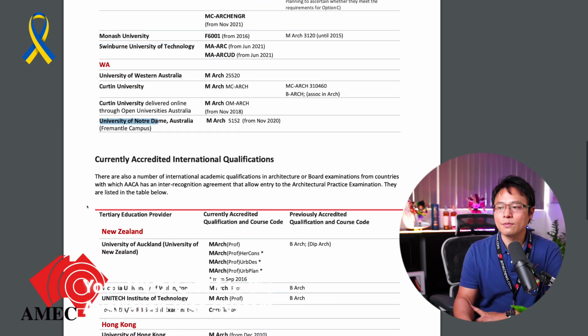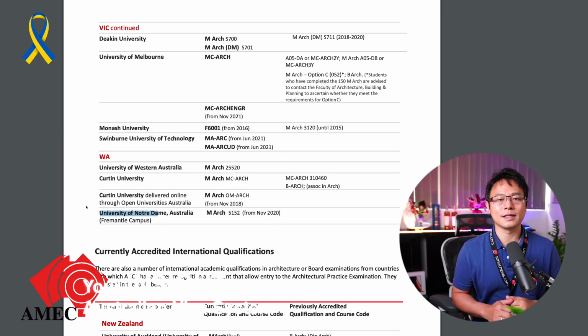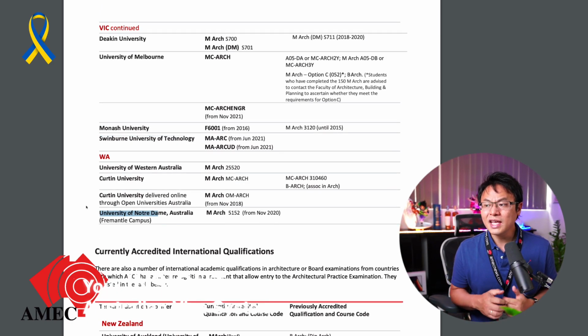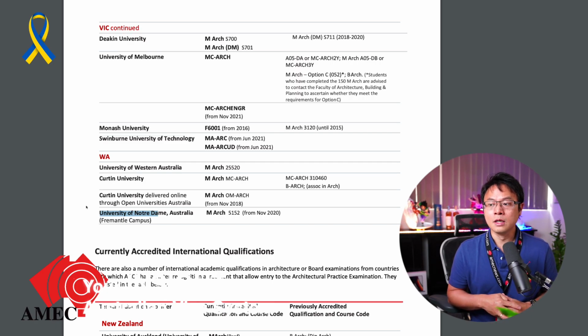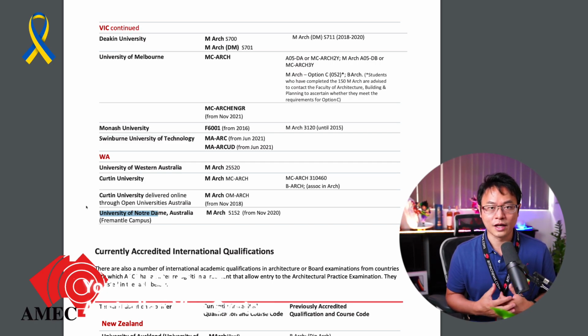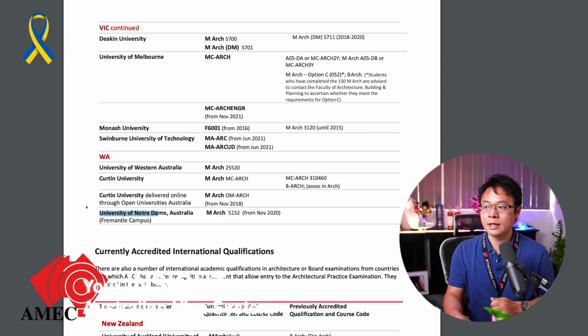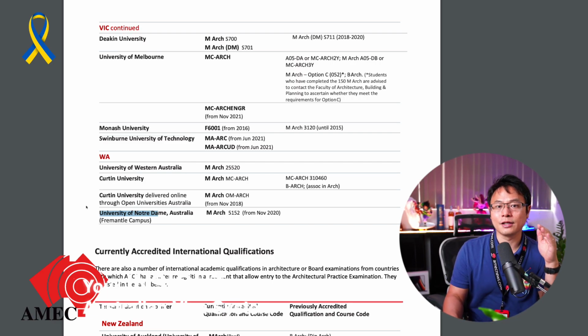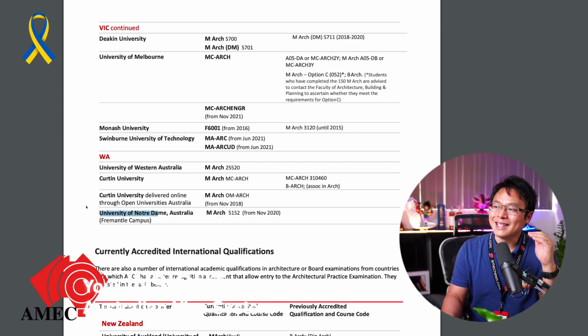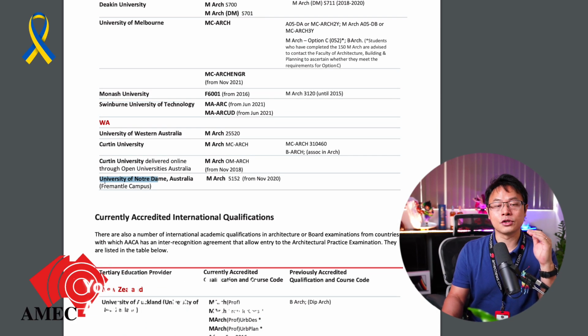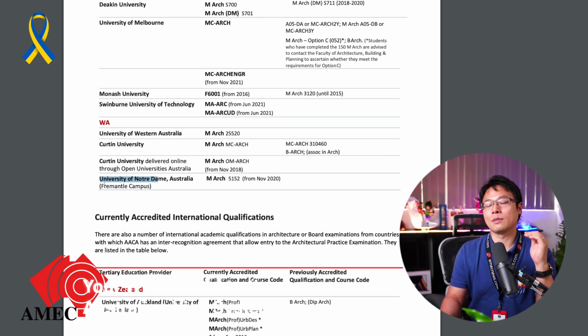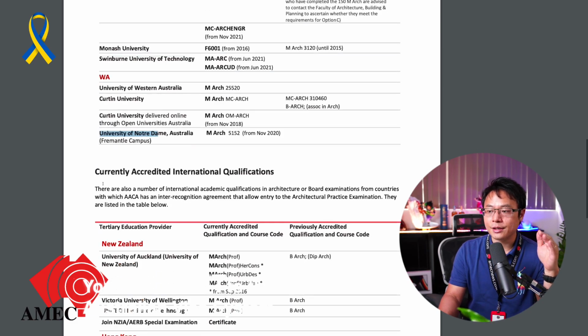So as you can see, most of the universities in Australia do offer architectural qualifications and courses or programs, should I say, and make sure you actually need to get into a master degree. So no one could actually accomplish a bachelor and become an architect. So that's the standard there.